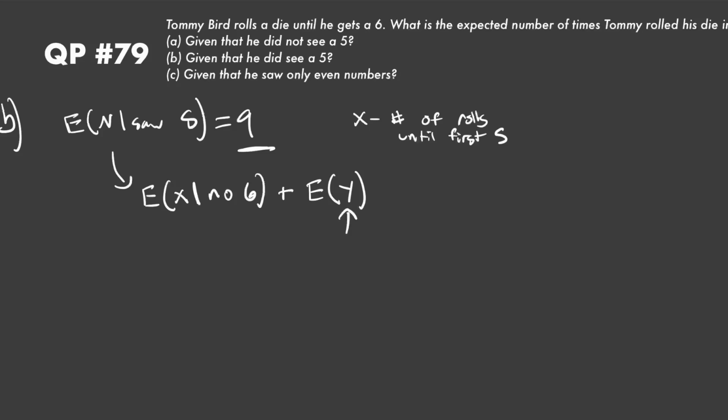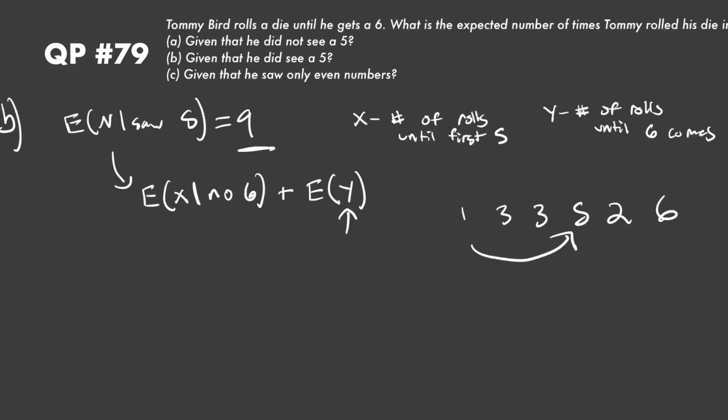Because after we see our 5, there's no more conditioning. We've seen our 5 and now we are just waiting until a 6. If we have a sequence like 1, 3, 3, maybe then we get a 5, then we get 2, then we get a 6, we're just modeling the wait time until this 5. Given that we did not see a 6, we're going to throw out all the sequences where a 6 comes first. And then once we've modeled that wait time until the 5, we add on from that point the wait time until seeing a 6.